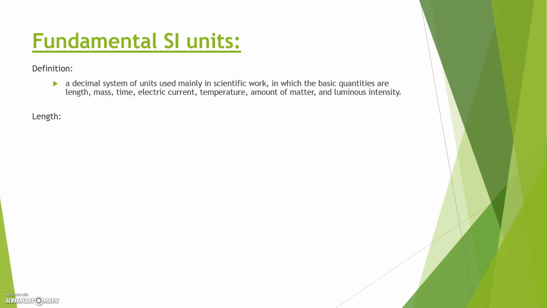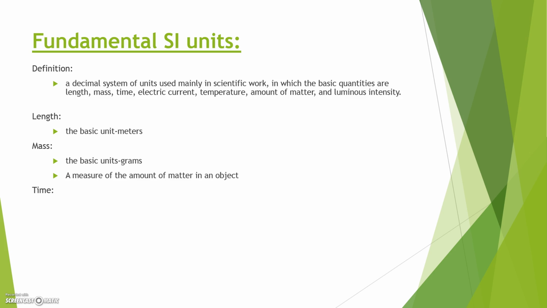When we talk about length, the SI unit is a meter. When we talk about mass, the SI unit is a gram. And the definition of mass is a measure of the amount of matter that's in an object. And we measure the mass of an object on a balance.